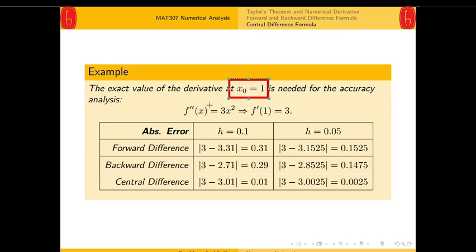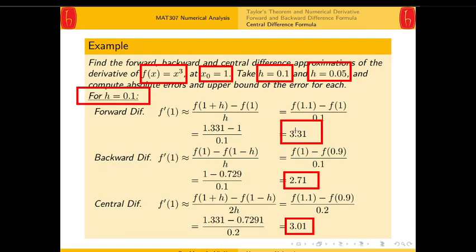So the derivative of f at x naught equals 1 will be 3x squared, and this means f prime at 1 is equal to 3. Okay, so if we take the absolute value of the difference between the numerical derivative and the exact derivative, then this will be 0.31. So here this was 3.31. If you subtract this from 3, then this will be 0.31 in absolute value. And here this will be 0.29, and this will be 0.1.